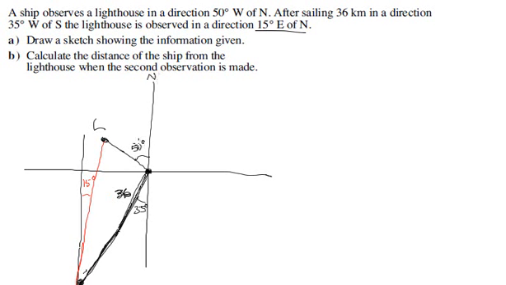Calculate the distance of the ship from the lighthouse when the second observation is made, meaning the length of this red line. We know this is 36. We don't know this angle, although we might be able to find it.